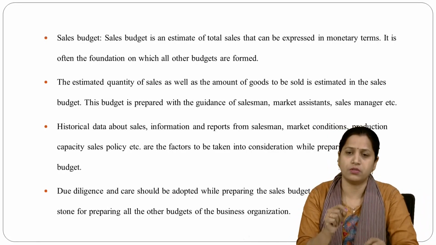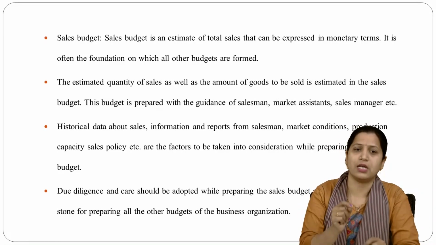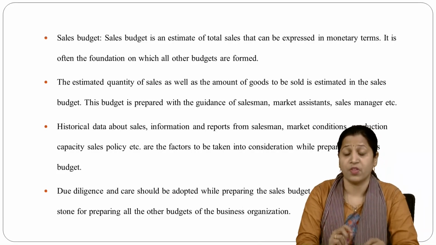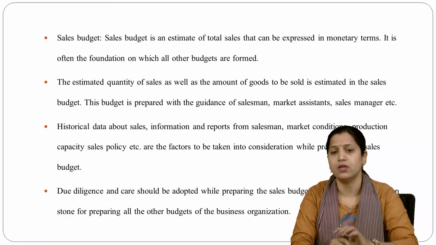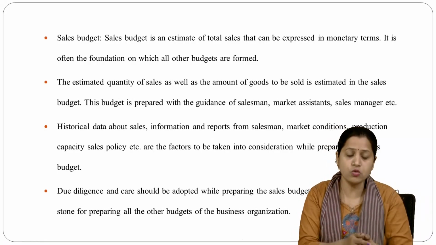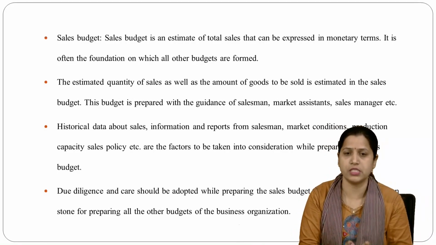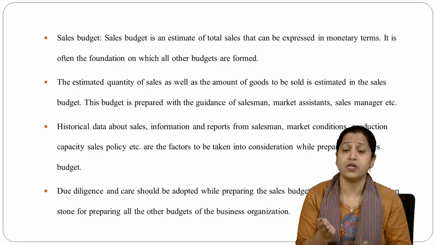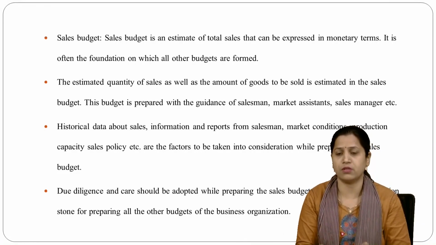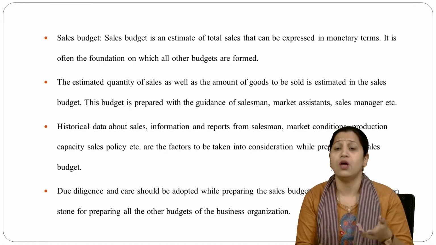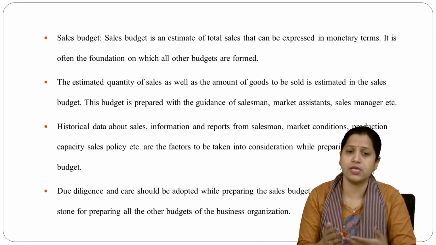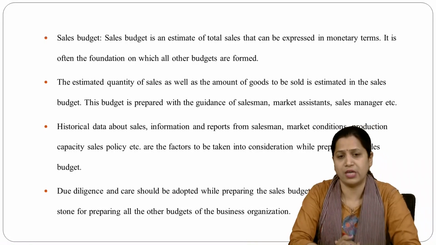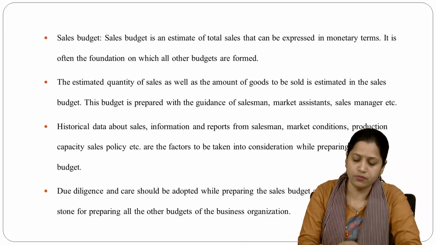What is happening in the sales budget? We are estimating the quantity of sales, and another thing, the amount of goods to be sold. Historical data about sales, reports from the salesmen that play a significant role, market conditions, production capacity, sales policy, etc. are parameters we have to take into consideration.